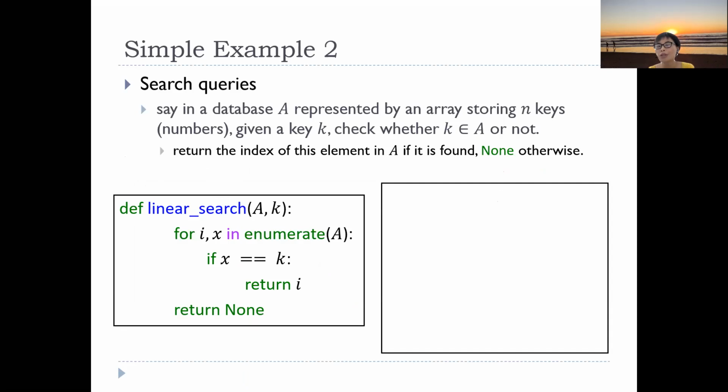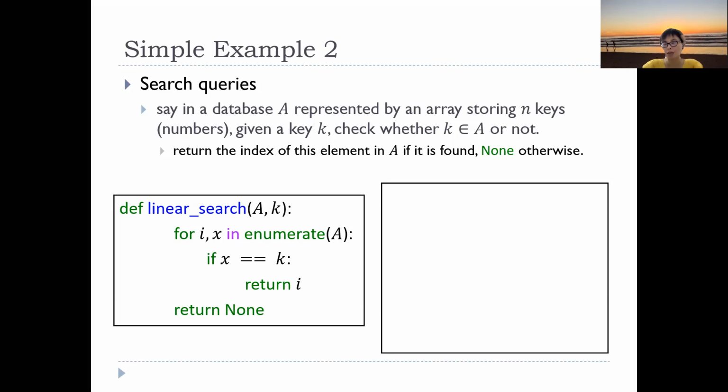But if we look at the following algorithm, this is another important operation that we tend to have, which is called a search query. Imagine that you are given a database of all students, and each student is represented by a key, the student ID, which you can think of as a number. Now I want to search whether a specific student is in the database or not. Given this key, the query asks: tell me whether this key is in the database, and return the index of this element in the database if we find it, otherwise return none.